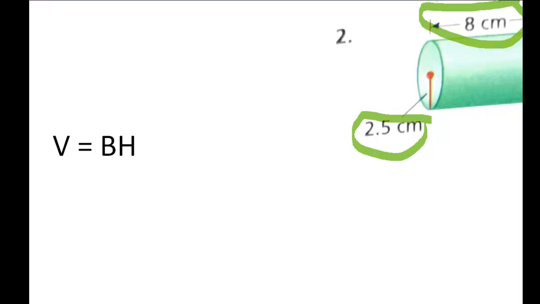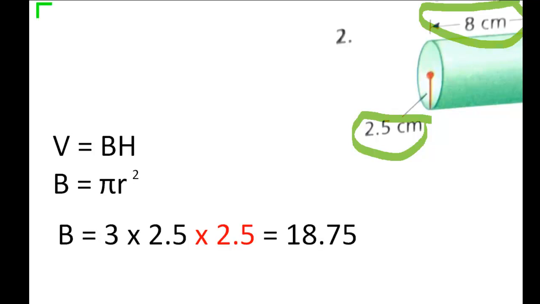What is the base here? Base here is a circle. So let's find the area of the circle. Area of circle is pi r square. Pi equals 3, r equals 2.5. So let's put 3 multiplies 2.5 multiplies 2.5. This will equal 18.75 centimeters square.